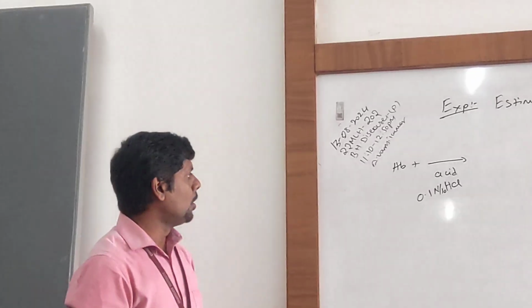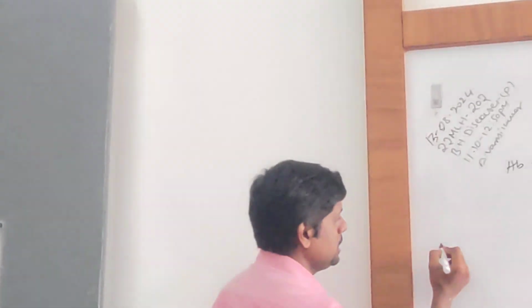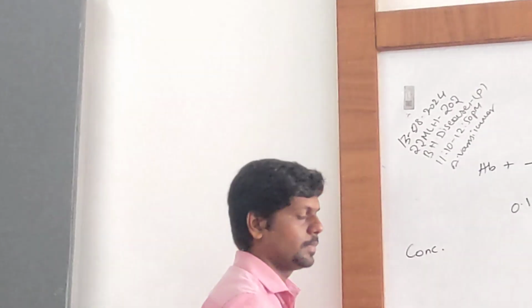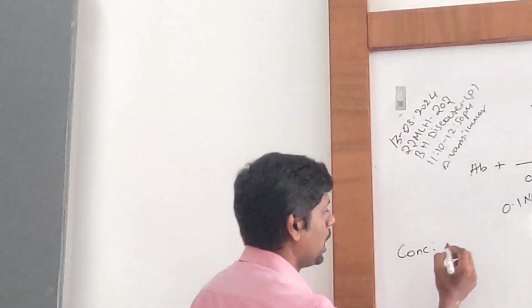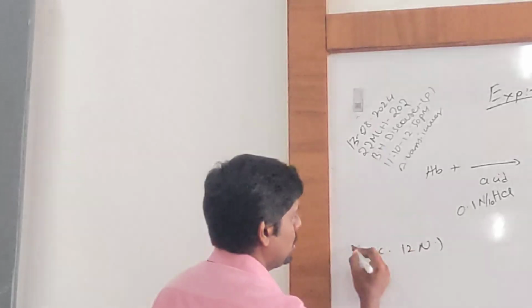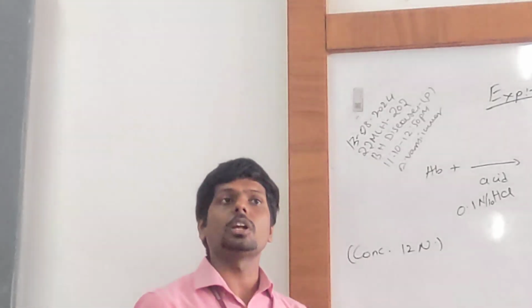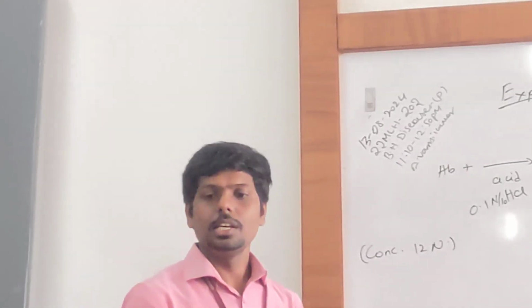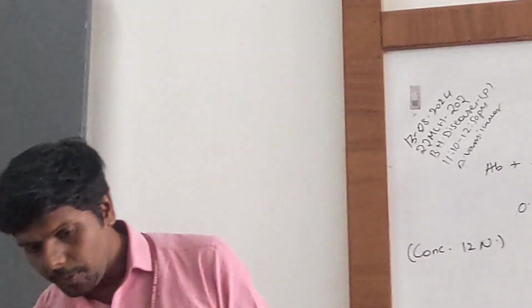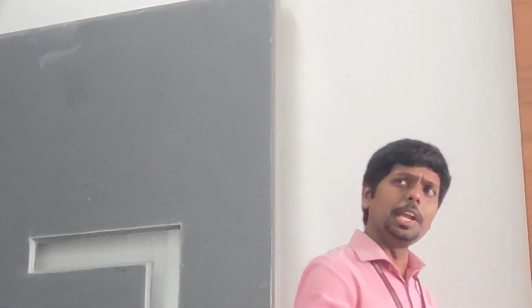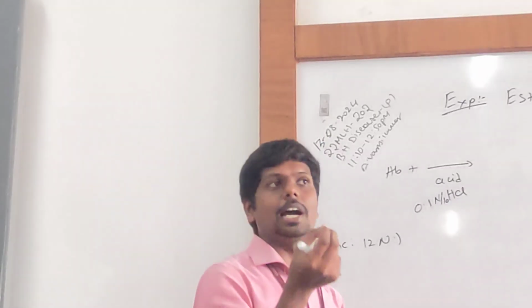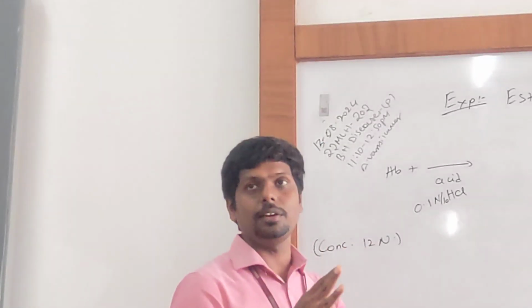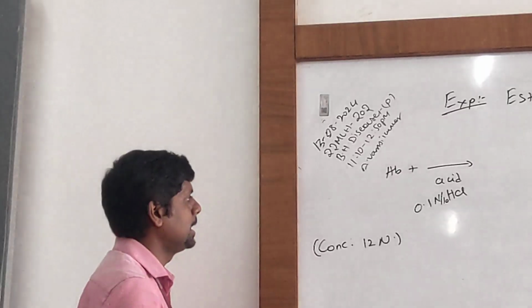Okay, so keep in mind, concentrated HCl has a normality around 12. 12 is the normality of concentrated HCl. Very powerful. If HCl fell on your hand, your skin will start burning. So be careful with HCl.